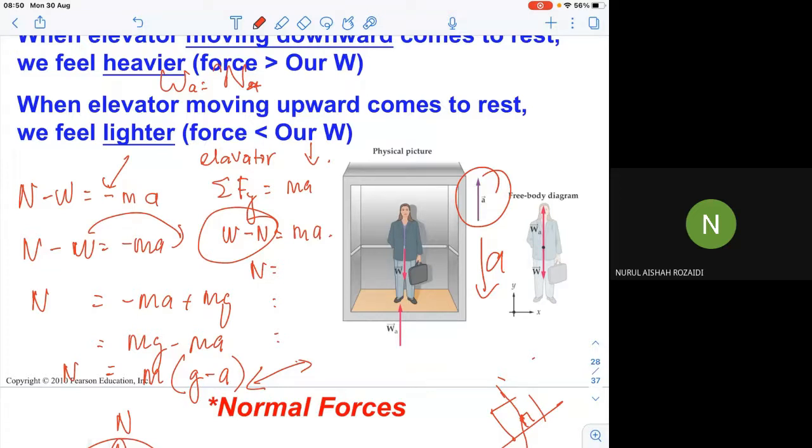So acceleration kalau ikutkan, yang ni tukarlah jadi N. Dia saja je nak gunakan, nak buat kita confuse kan. Alright. The acceleration is going downwards. So when acceleration is going downwards, that means motion of the elevator is always going downwards too. Dia akan ke bawah jugalah. That's why acceleration ke bawah.